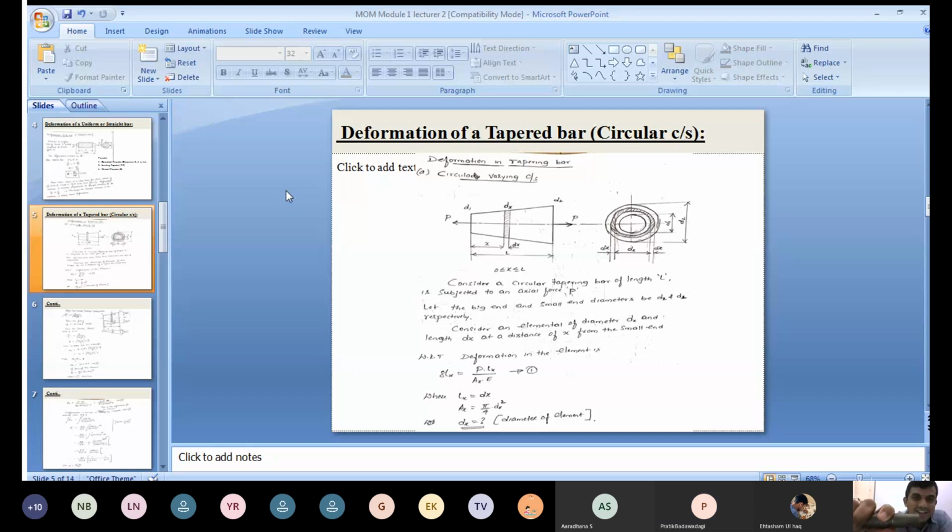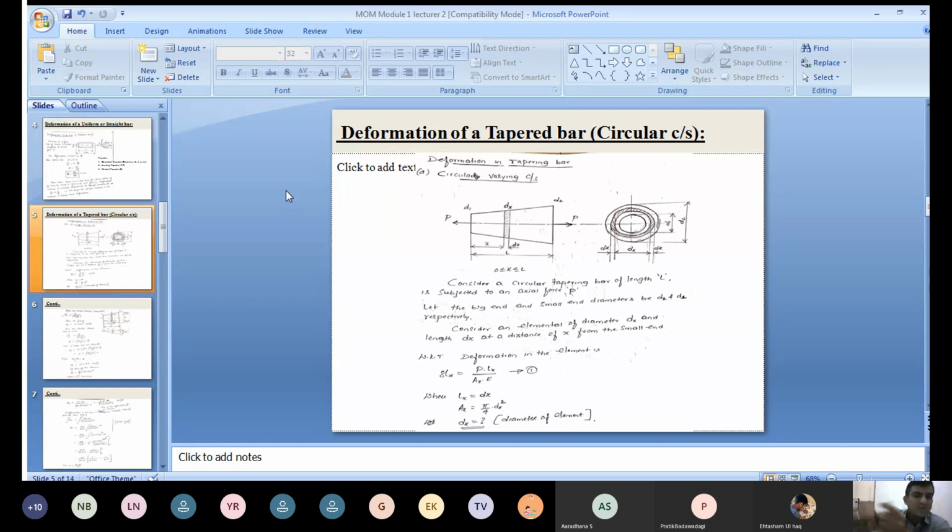Now, this is only this portion, you remember here. Now here, what is the cross section here? Circular cross section. Throughout this length, the diameter is increasing here. Okay, so this is a tapered bar of circular cross section.